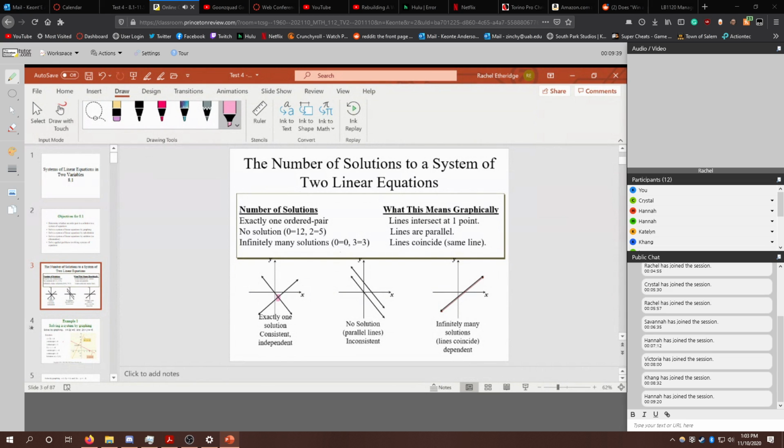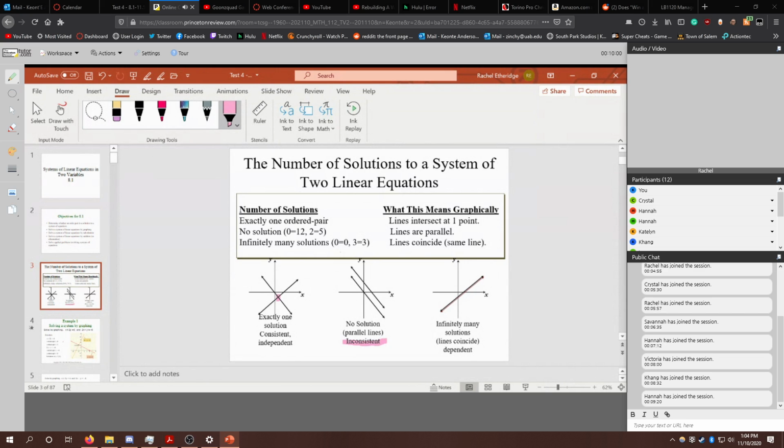Now, the second case is when you have parallel lines. Parallel lines will never intersect each other. They are inconsistent because they will never touch each other. They're parallel. So in that case, you get no solution.